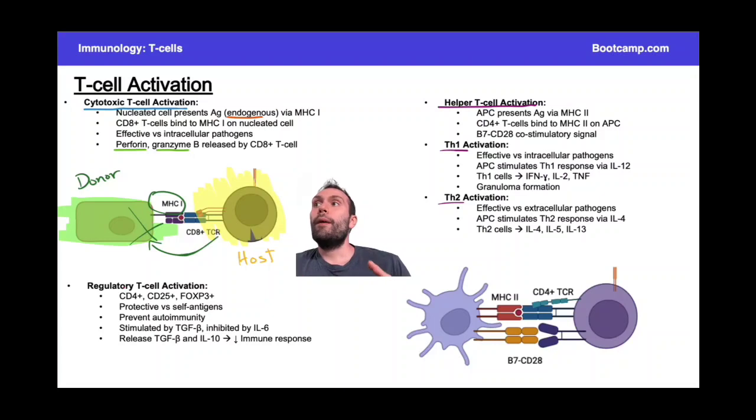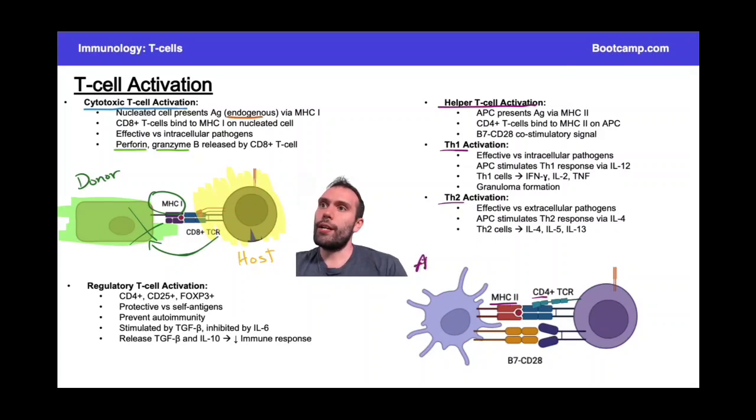What I told you earlier, and again, we're just adding layers to this, is that usually when you're talking about T helper cells, number one, this is CD4 positive, meaning that there's going to be MHC2 binding to CD4 positive T cell receptors, and this is usually going to be from an antigen presenting cell, right?